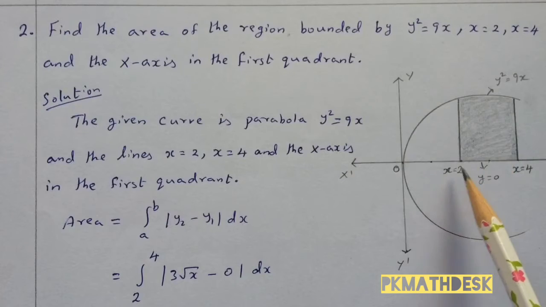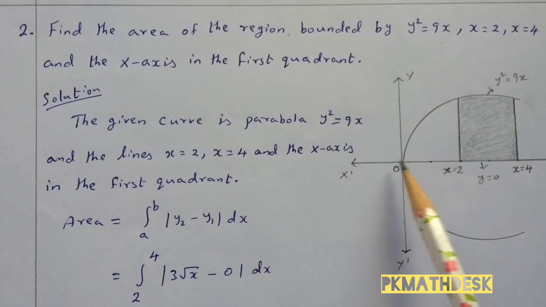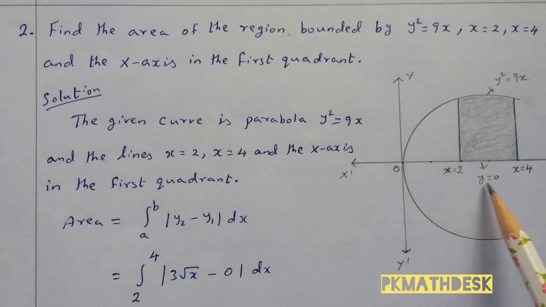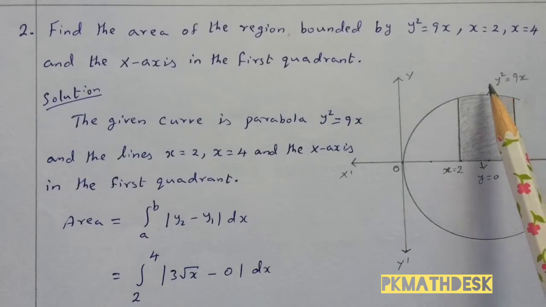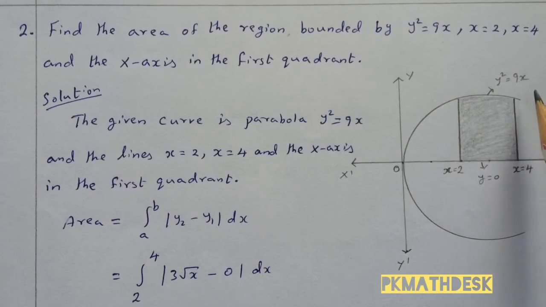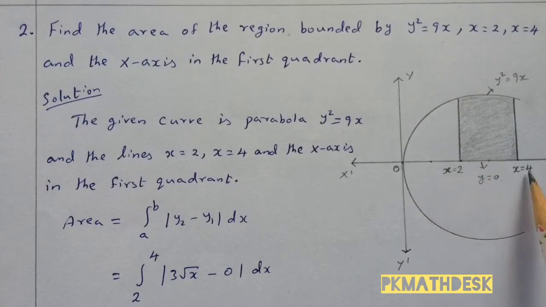The lines are x equal to 2, x equal to 4. The last one is the x-axis, that means y equal to 0. This is the x-axis, y equal to 0. This is the closed region. The upper curve is y square equal to 9x. The lower curve is y equal to 0. The limit is 2 to 4.